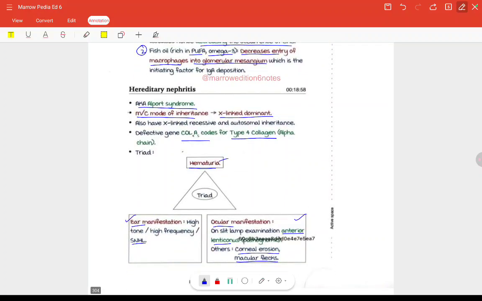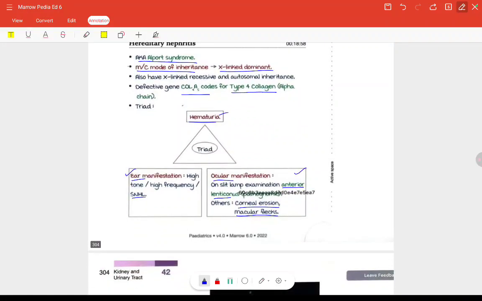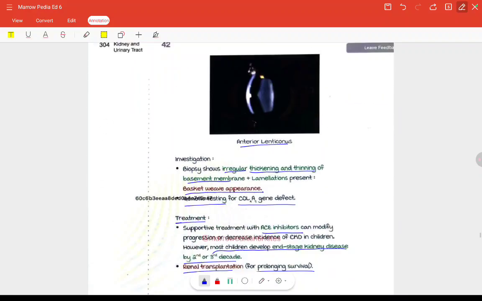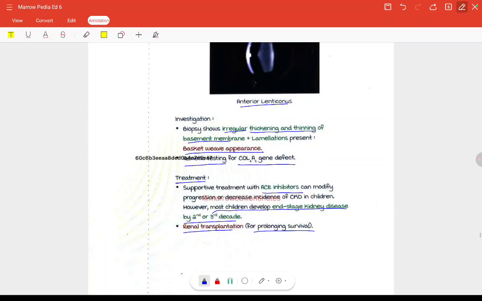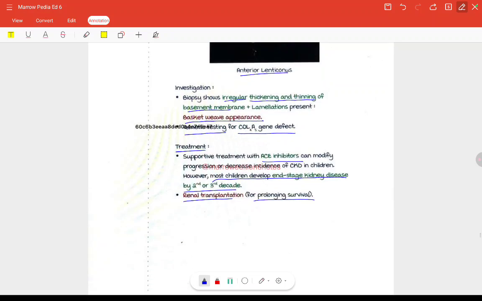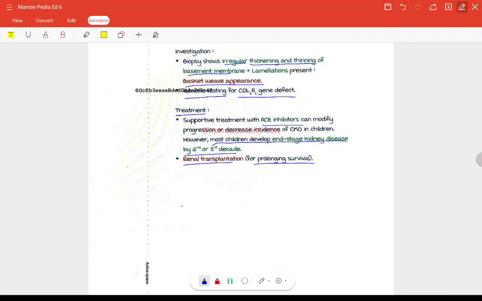Now hereditary nephritis, also known as Alport syndrome. The most common inheritance is X-linked. The defective gene is COL4A, which codes for type 4 collagen. There is a triad of hematuria, ear manifestation, which includes sensorineural hearing loss, and on ocular manifestation there will be anterior lenticonus. On investigation we will see a basket weave appearance. It is due to irregular thickening and thinning of the basement membrane. For treatment we give ACE inhibitors, and most children develop end-stage kidney disease by the second or third decade in Alport syndrome, and to prolong the survival we can do renal transplantation.